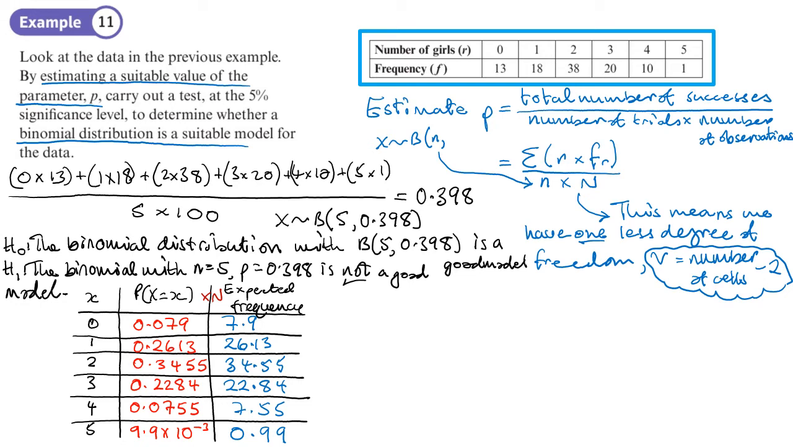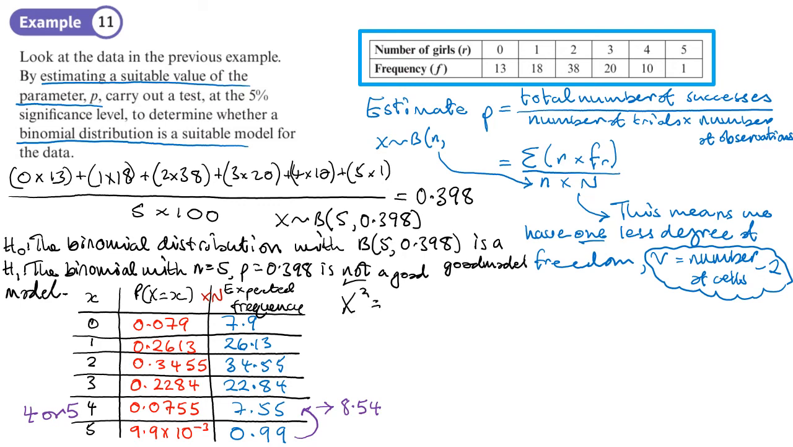I can see that this needs to get combined with that, so the last row of the table will be 4 or 5 now once I combine. If I do 7.55 plus 0.99 I get 8.54, so this will become 8.54 after combining. So now I'm ready to work out x squared.